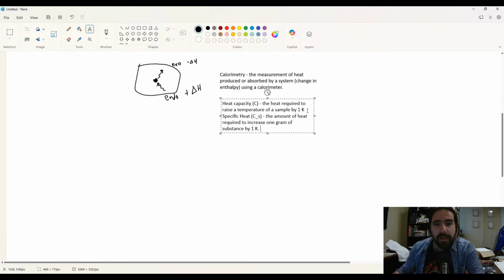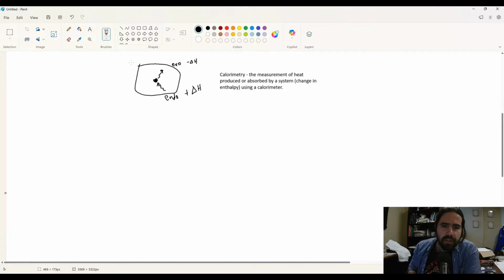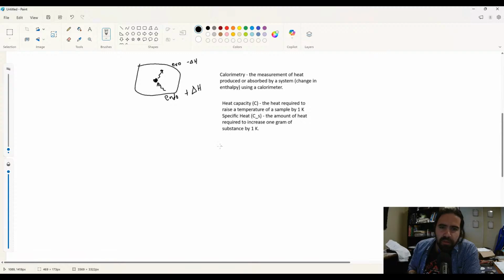Whereas the heat capacity doesn't have a set mass associated with it, it's just if I have a sample, how much energy do I need in order to increase it by 1 degree Kelvin, right? The specific heat is more specific. It's the amount of heat required to raise 1 gram of a substance by 1 degree Kelvin. So for example, let's say that I have, oh, I don't know, a gram of iron.